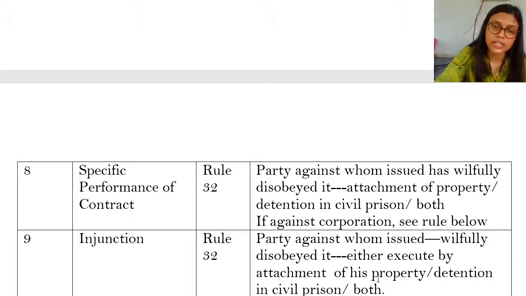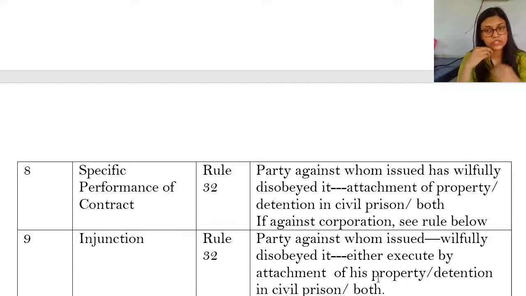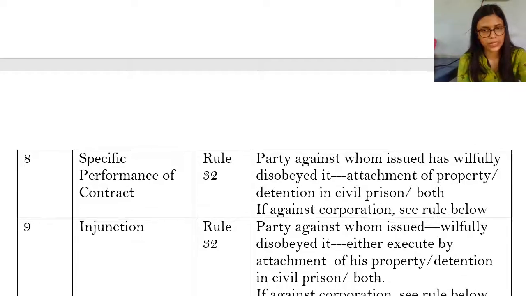Now, if there was a decree for an injunction, and the party against whom it was issued has willfully disobeyed it, then you execute it either by attaching his property, detaining him in prison, or doing both. Again, for a corporation, we'll be dealing with it later.